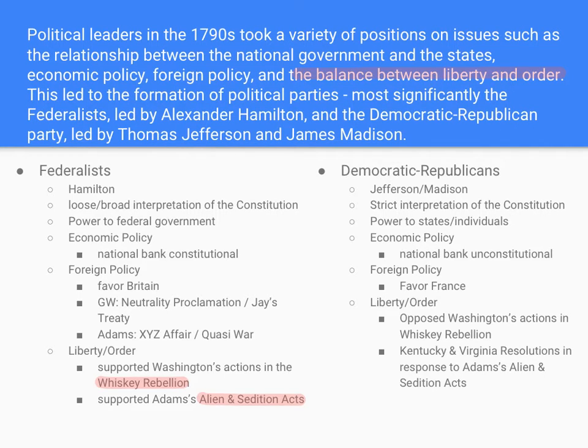The Democratic Republicans believed that this was an abuse of federal power, and that's why James Madison and Thomas Jefferson wrote the Kentucky and Virginia Resolutions, arguing that the states had the ability to nullify federal laws that were unconstitutional. So the Democratic Republicans argued that the Alien and Sedition Acts were unconstitutional because they were an overreach of federal power. Again, that goes back to this strict interpretation of the Constitution, because Jefferson and Madison believed that there should be more power to states and individuals. And so that's going to influence how they interpret that balance between liberty and order.